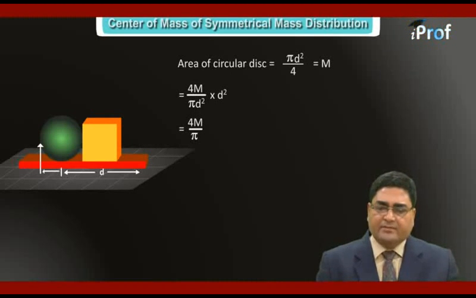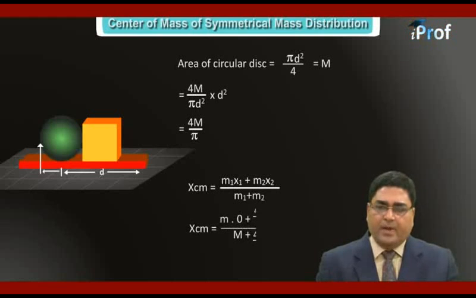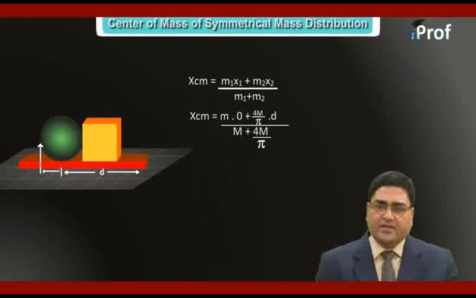So writing the equation for X CM, X CM is m1 x1 plus m2 x2 upon m1 plus m2. That gives us m into 0 plus 4m upon pi into d, upon m plus 4m upon pi. After solving this equation, we get the position of the center of mass of the circular disc and square plate system with respect to the center of the circular disc as 4d upon 4 plus pi, to the right of the center of the disc.